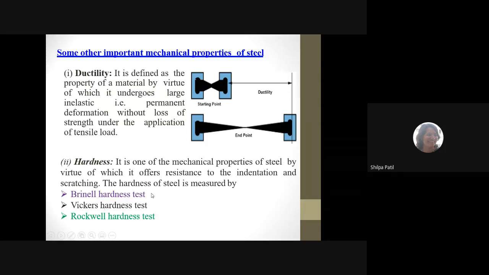This value is measured by using three different tests which were designed by three different researchers, and that's why the names of those researchers are given to the tests. One is the Brinell hardness test, second is the Vickers hardness test, and third is the Rockwell hardness test. All these tests require a specific test setup. I think we have the Brinell hardness test in our college in the mechanical department, because we are not testing the hardness value in SOM, but it should be checked.